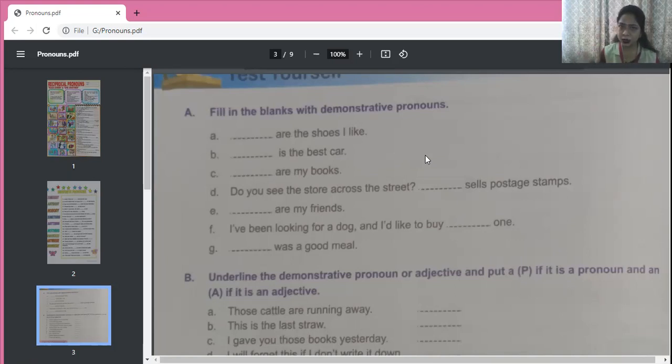That was a good meal, because you already had the meal. Now, underline the demonstrative pronoun or adjective. Put a P if it is a pronoun and A if it is an adjective.